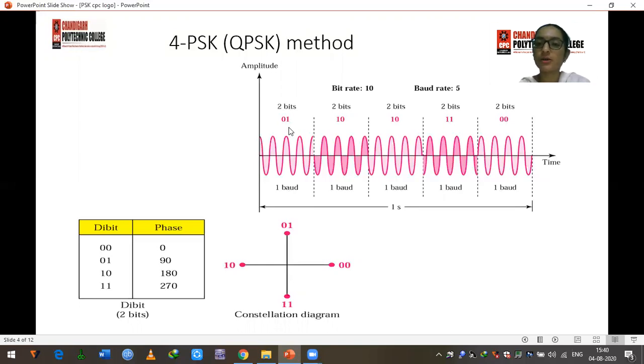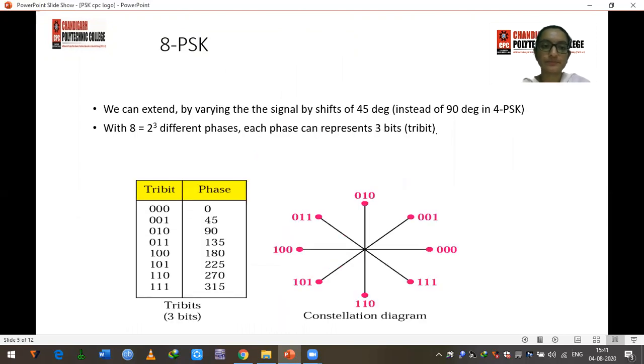So let us see on your screen that 2 bits of data will be given as a signal to the input, and the waveform will be like that. This is our first phase. For phase 2, it would be a 90 degree phase shift. Phase 3 would be 180 degree, and the next one is 270. Like that, the phase would be shifted, and the constellation diagram is shown on your screen.